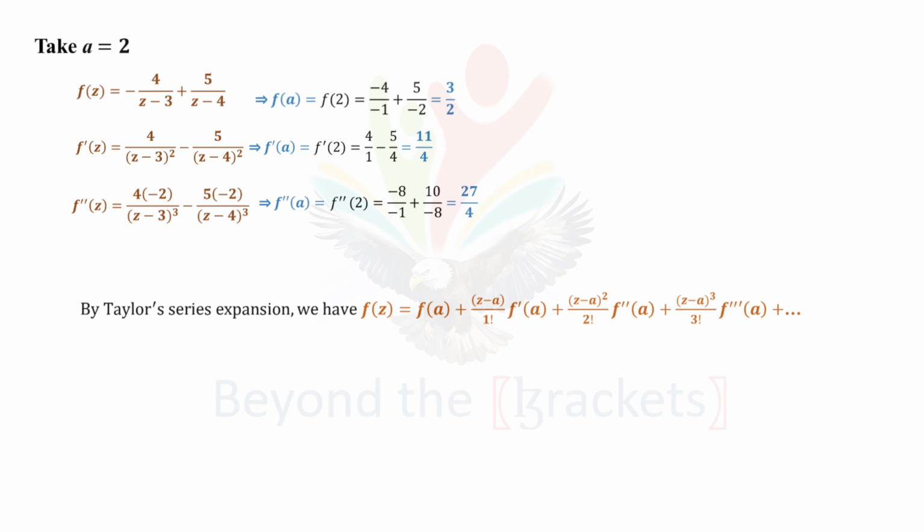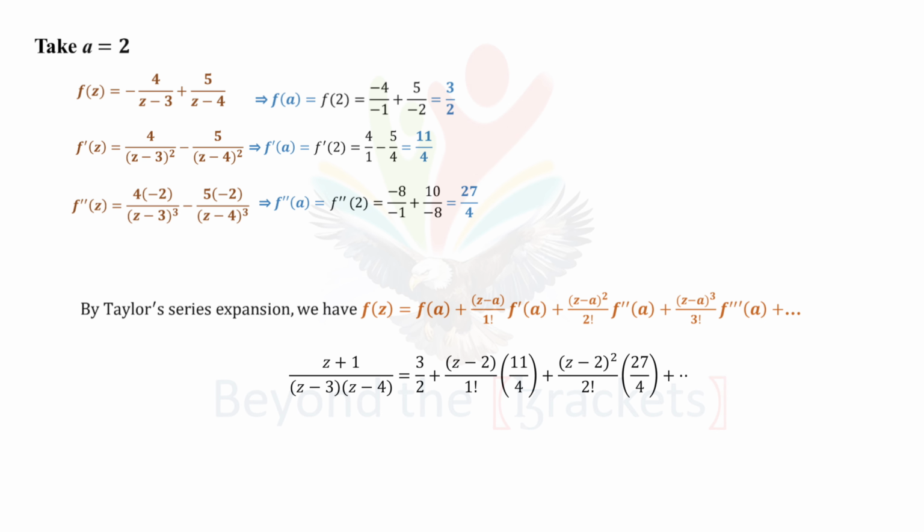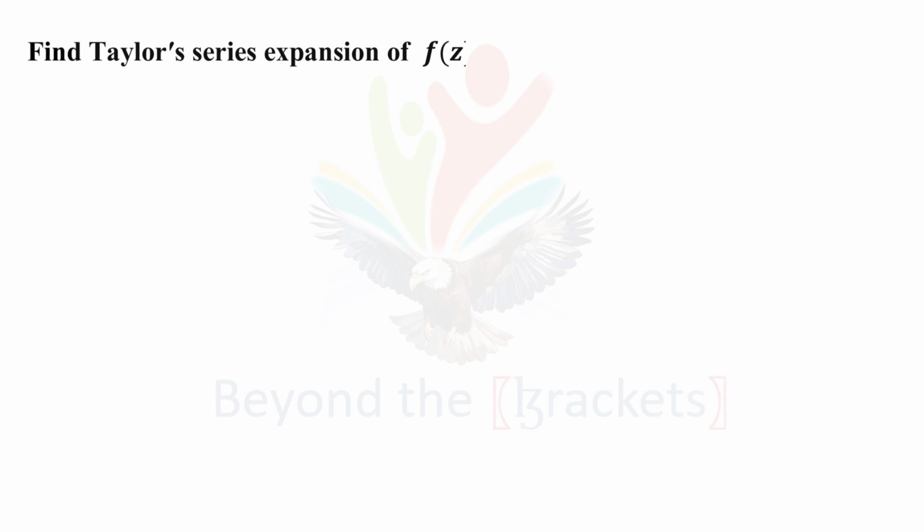Substituting these values in the Taylor series expansion, we have f of z equal to f of a, which is 3 by 2, plus z minus 2 by 1 factorial. F dash of a is 11 by 4, plus z minus 2 whole square by 2 factorial. F double dash of a is 27 by 4. Moving on to the next question.